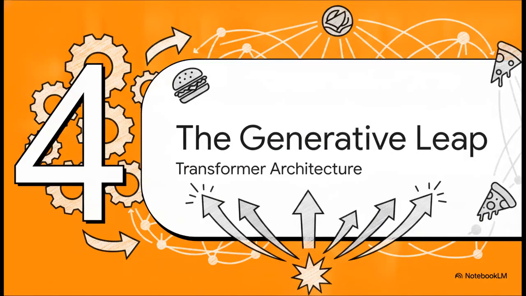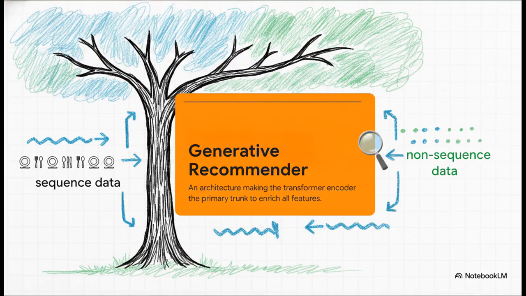To process all this real-time data even faster, we jump to part 4, the generative leap, shifting to a fully transformer-centered architecture. Okay, so while the hybrid approach was a huge step forward, evaluating every single restaurant one by one was dragging the system down. The fix was fully embracing GenRec, or a generative recommender.